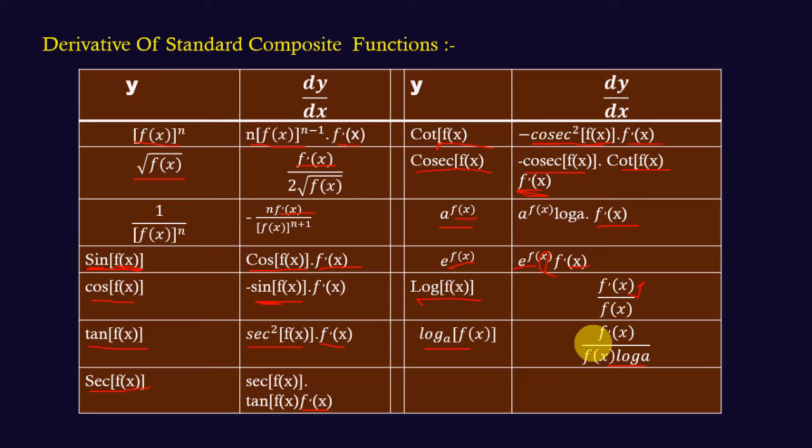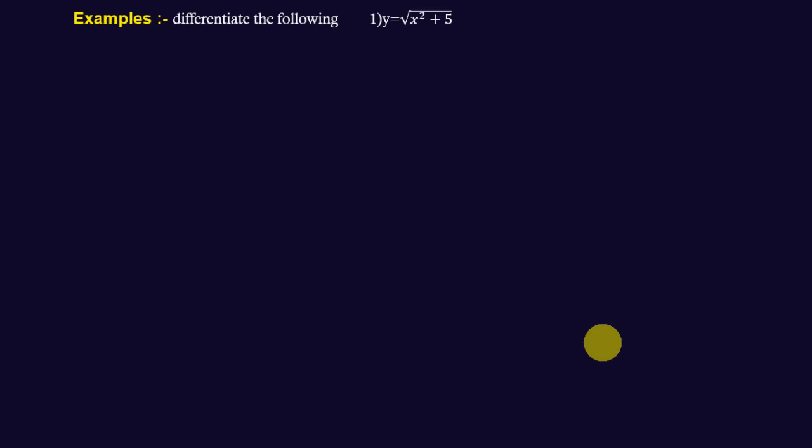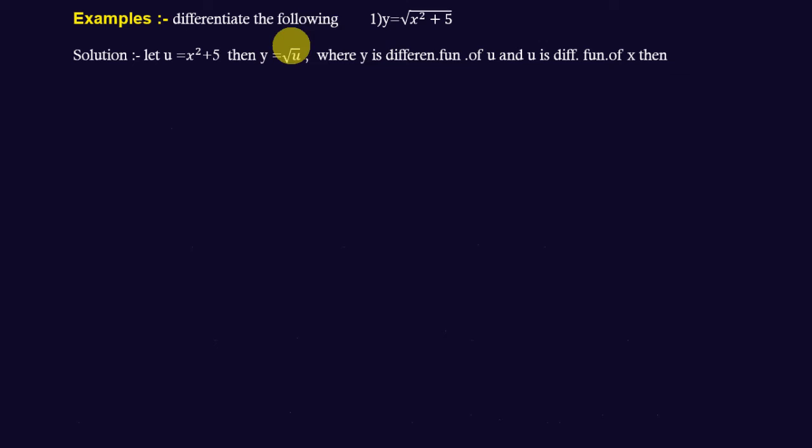And next we study how to find the derivative of a composite function by some examples. Example 1: differentiate the function y is equal to square root of x square plus 5. How to differentiate this? To differentiate this type of example, first we solve it using two methods. After that we solve using the second method only, because it is a simple and time-saving method. Here y is equal to the square root of x square plus 5.